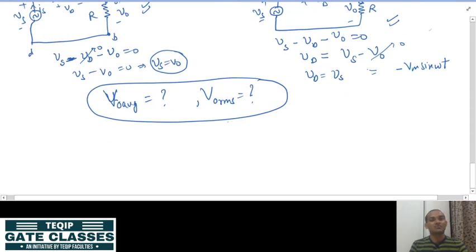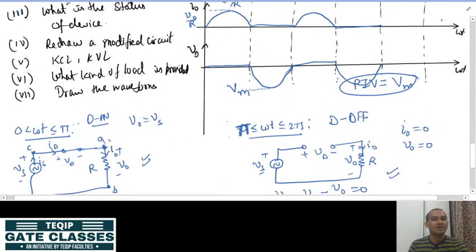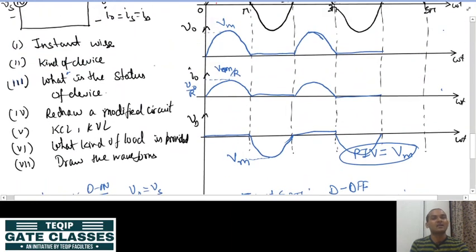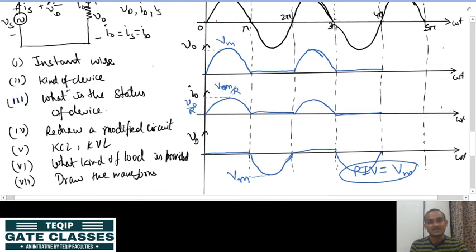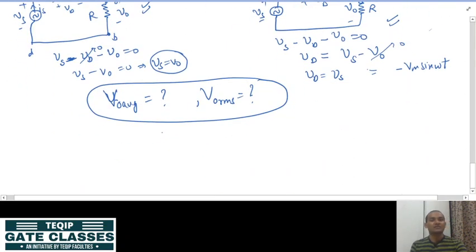Now let us have a quick recap of the steps. I am repeating how you analyze the circuits. First of all, take the circuit instant wise. At each instant you have to see what kind of device we are using, then what is the status of the device in that instant, then redraw the modified circuit and apply the circuit equations, KVL, KCL, whatever is there, and then see what kind of load is provided. Based on that, the load current and load voltage will follow accordingly, and then draw the waveforms and analyze the circuit mathematically. Alright. So, for this lecture, this much is there.